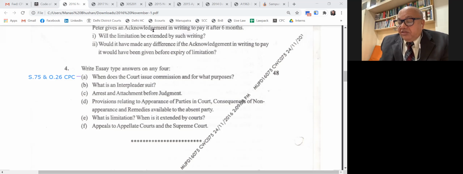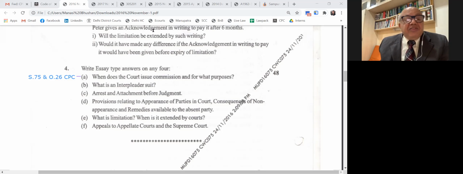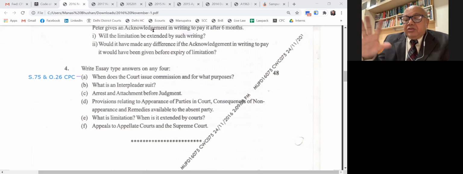Then order 26 is quite a lengthy procedure. You will check order 26, from rule 1 to rule 22. This is very comprehensive. Please remember section 75 and order 26 entirely. Please remember this. This is for commission. I won't be reading it; we have done this.